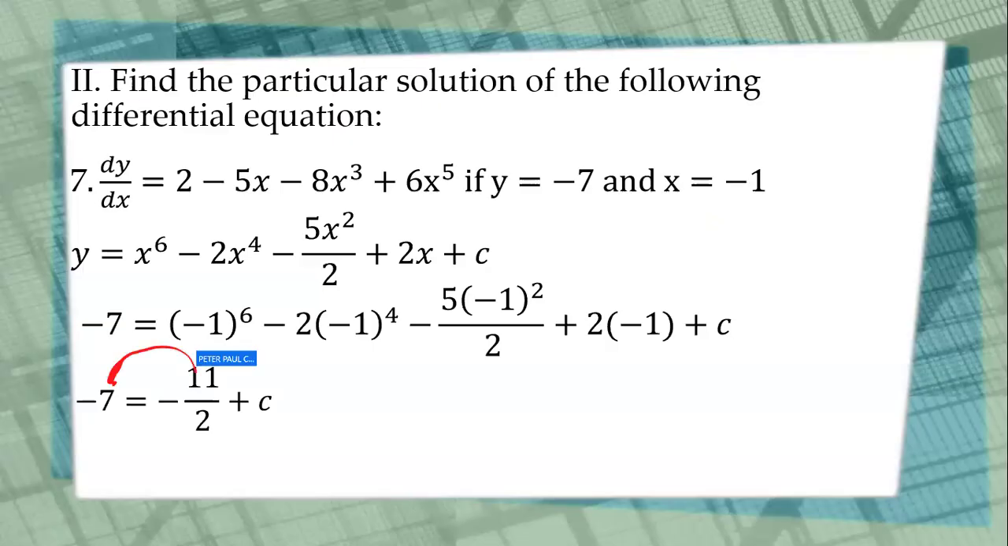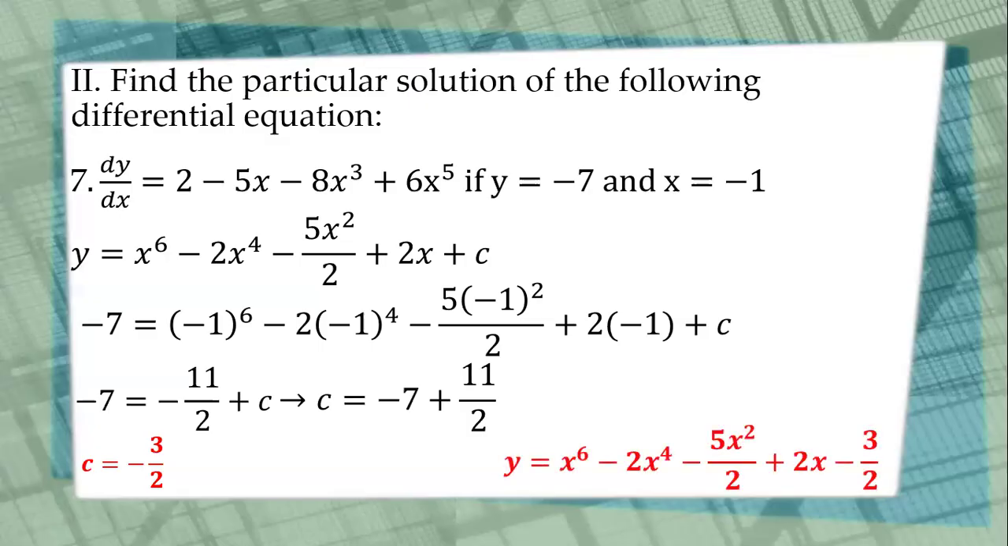We transpose negative 11 over 2 to the other side so that c is negative 7 plus 11 over 2. And then we get c is equal to negative 3 halves. After getting c, you proceed to the last step, in which you arrive at the particular solution. So the particular solution now is y is equal to x to the 6 minus 2x to the 4th minus 5x squared over 2 plus 2x minus 3 halves.